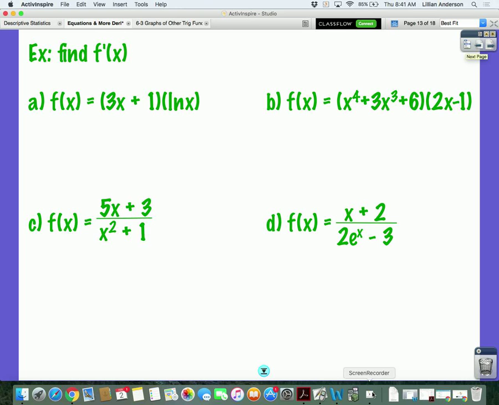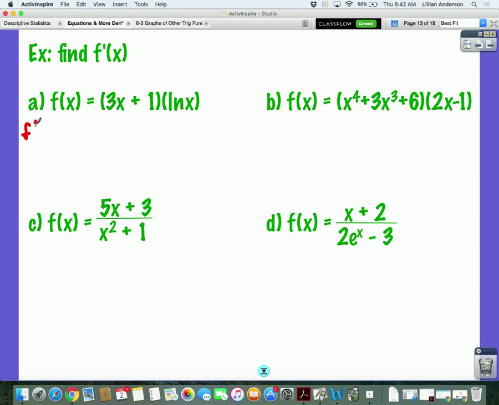Give you guys a second to write those down. All right, if you look at the first two, a and b, you have two functions that are being multiplied together, and for c and d, you have two functions that are being divided. So the top two, we're going to use product rule, and the bottom two, we're going to use quotient rule.